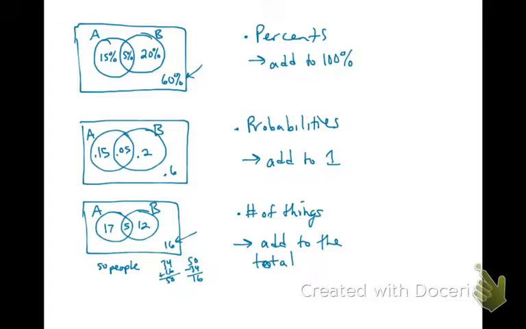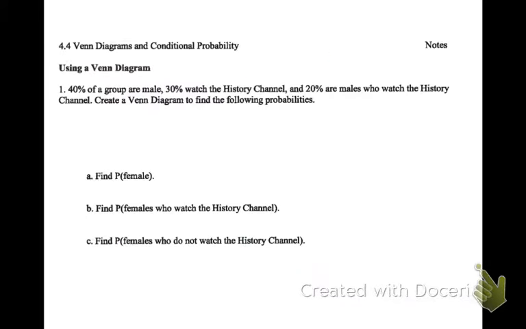So that's just a little bit of review of Venn diagrams. We're going to start off with some very basic examples before we get to something called conditional probability. So, number 1. Notice in this problem we're dealing with percents. So let's go ahead and draw in our Venn diagram.